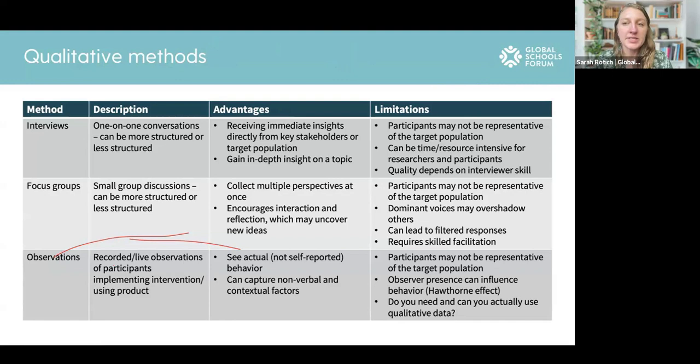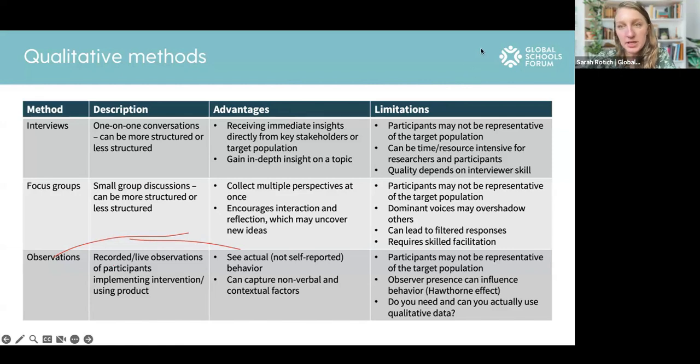A limitation is that your participants might not represent your whole target population. It can also be quite time and resource intensive, both for the researchers and for participants. And it can really depend on the interviewer's skills to make people feel comfortable and willing to share about their experiences.